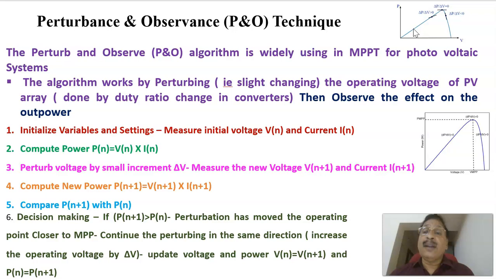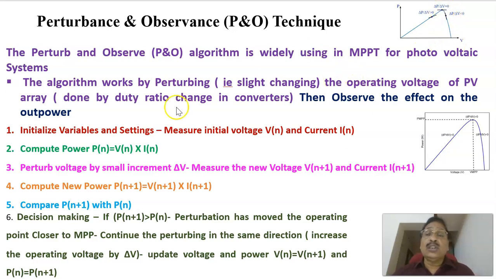For example, from this point the voltage is changed, and you watch what the change in power is. Then you calculate delta P divided by delta V. If delta P by delta V is positive, that indicates that the operating point is towards the left side. If delta P by delta V is negative, it indicates that it is towards the right side of the maximum power.